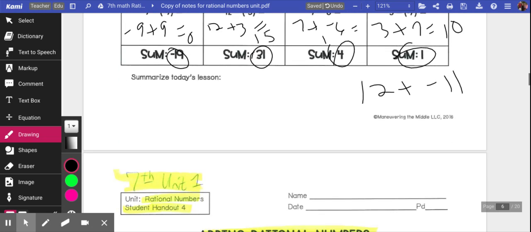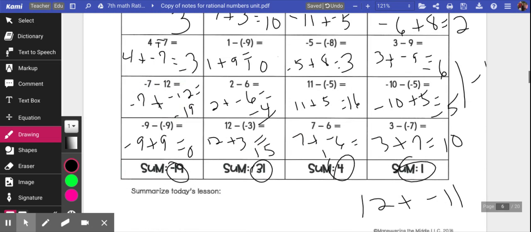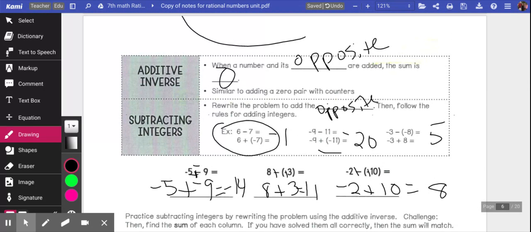Okay. Now we have already done this adding, so I'm going to stop right there and ask a couple questions.